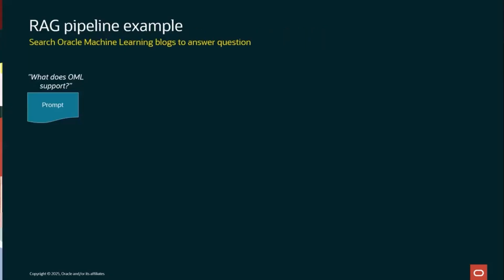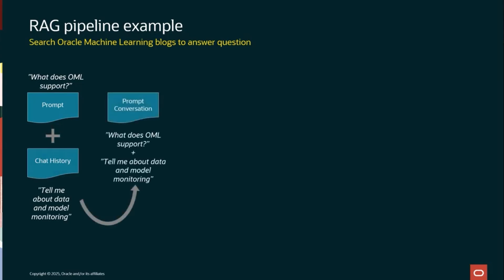So here's a simple example illustrating the RAG technique where a separate vector database is used to store and search for related vectors. In this scenario, we're using text documents containing the text from Oracle machine learning blogs to get authoritative answers to user questions. Now, we might start with the prompt, what does Oracle machine learning support? But our chat history also indicates that we were talking about data and model monitoring.